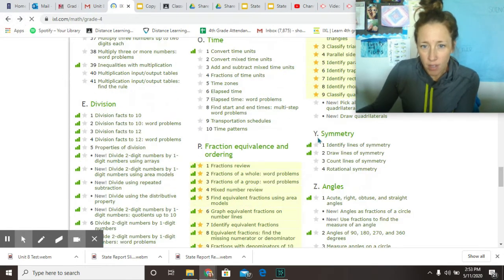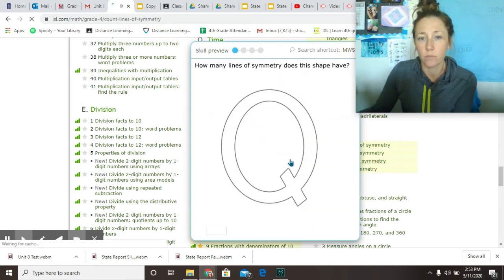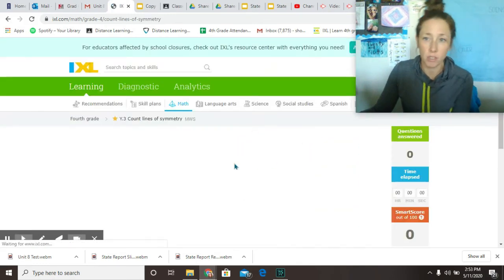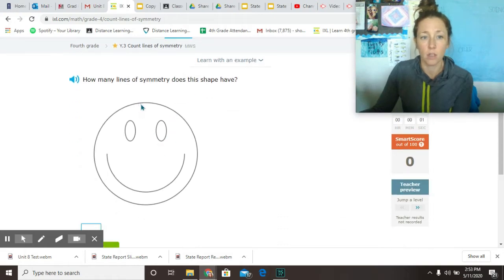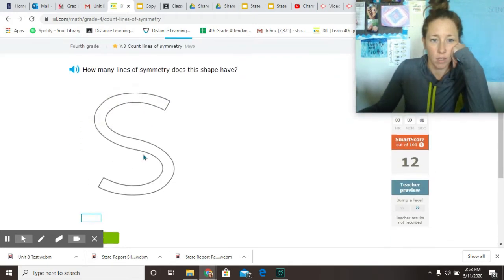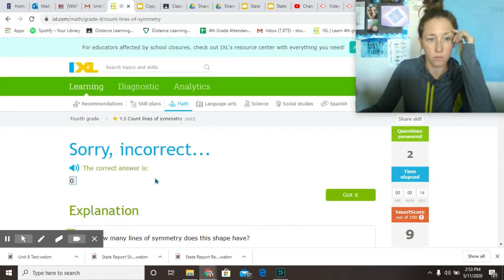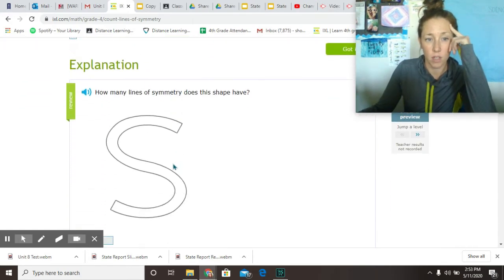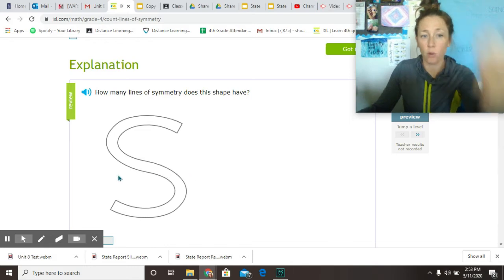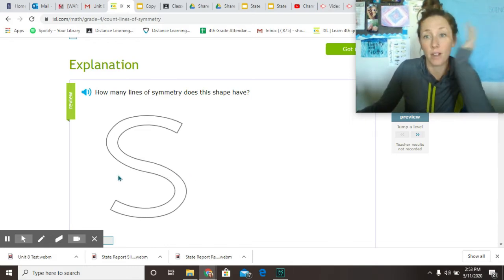X3 is count lines of symmetry. So I'm going to go through and look how many lines of symmetry could there possibly be. This one I can fold it in half that way, so there's only one. This one, I could cut it in half right here in the middle. Once again, there's only one. Oh, there's none. I couldn't cut it in half right here, because if I folded it over, it wouldn't be equal on the sides.